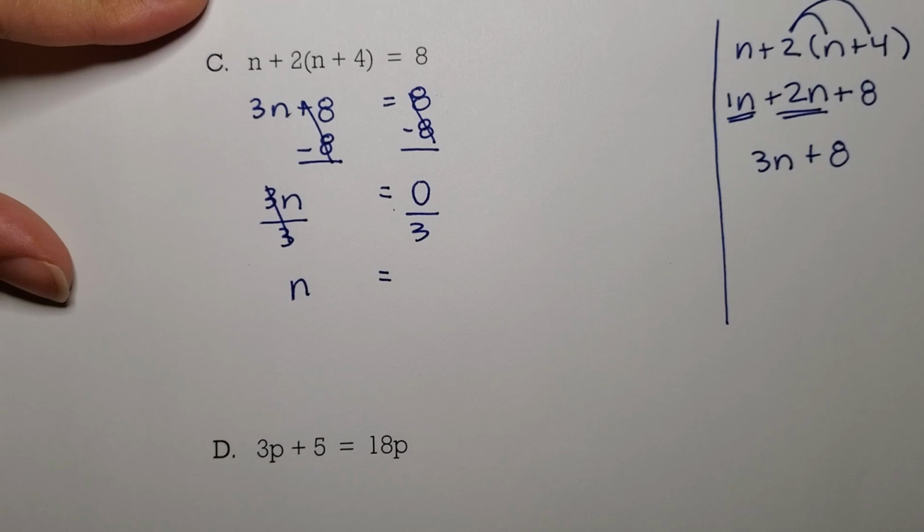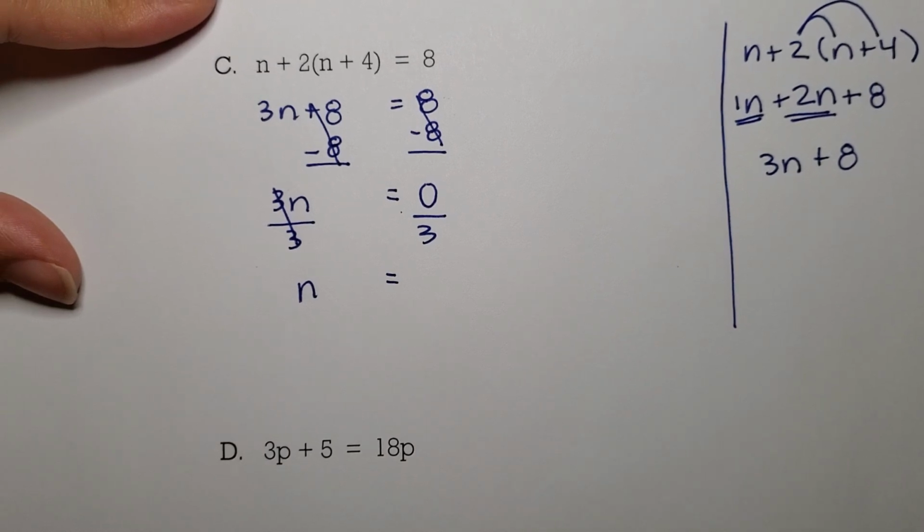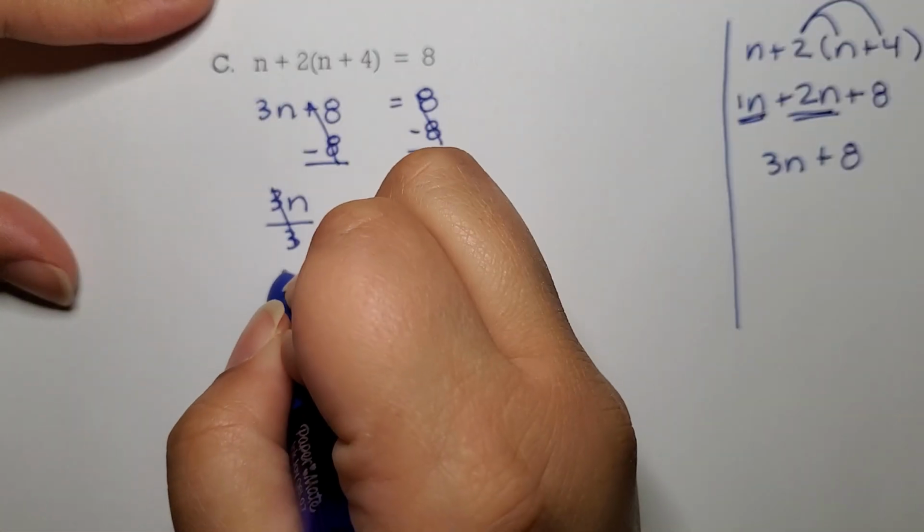All right, let's quiz ourselves. Am I going to get 0 or undefined? I'm going to get 0. So if the 0 was in the bottom, I would get something undefined. So if I had 3 divided by 0, I would get undefined, which would mean there's no solution to the equation. But since the 0 is in the top, I'm going to end up getting 0.